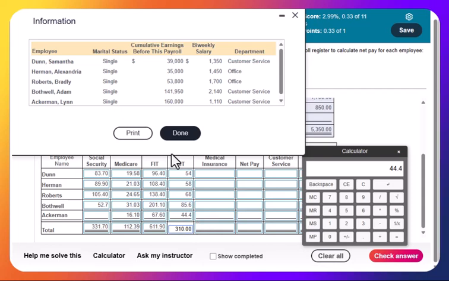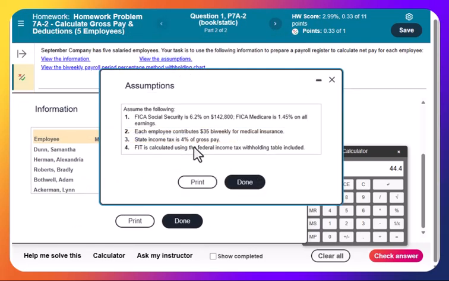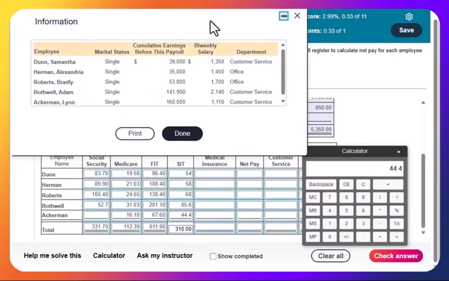And then we can move on to the medical insurance. So here's the fun part. Remember when we pop this assumptions open, each employee contributes $35 biweekly for medical insurance. So each person is just going to be straight across $35 that we can input in our table here. So 35 for everybody, and don't forget Ackerman. All right, and then let's add those through, 175.